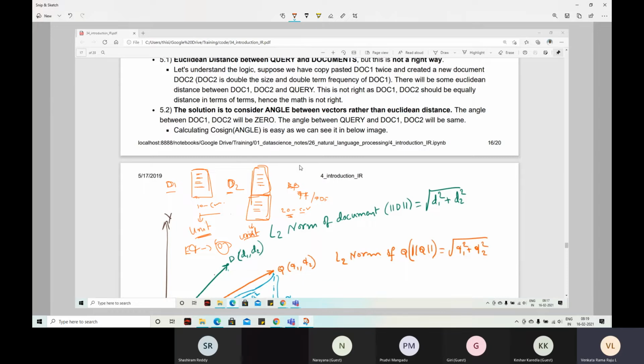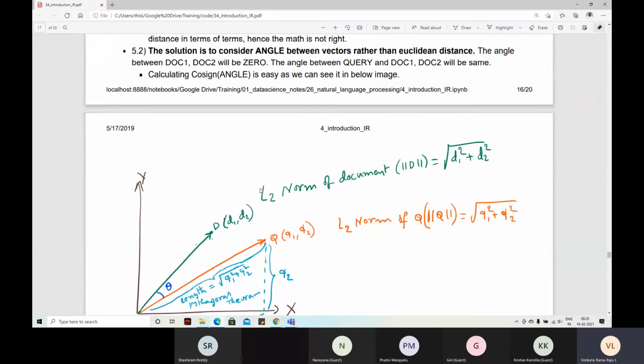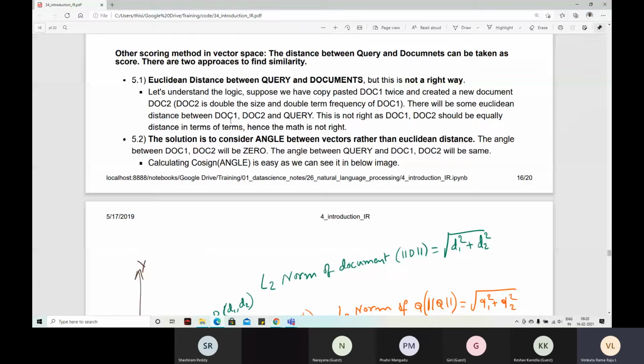Got it? When you are actually applying norm, it is always suggested that L2 norm is good because it will create unit vectors even when the documents are same. The unit vectors will become same, and then when you look at the differences, it will give you 0, and then you'll be able to find the appropriate documents for the query search. Okay, so that's the importance of unit vectors.